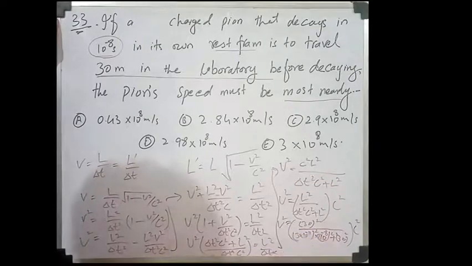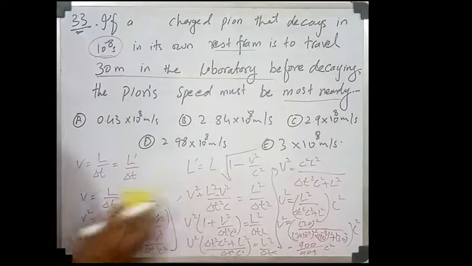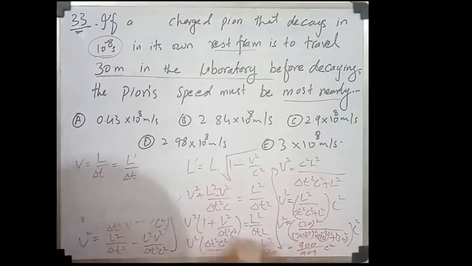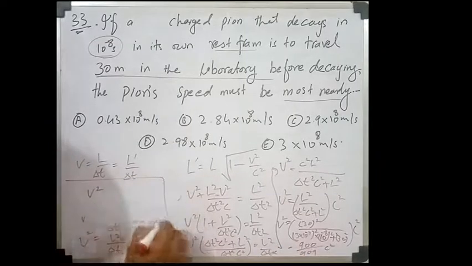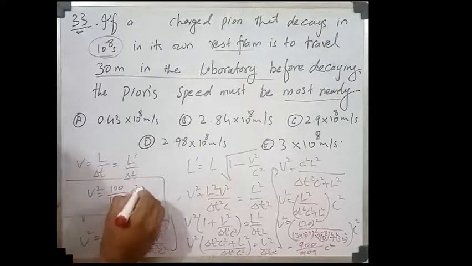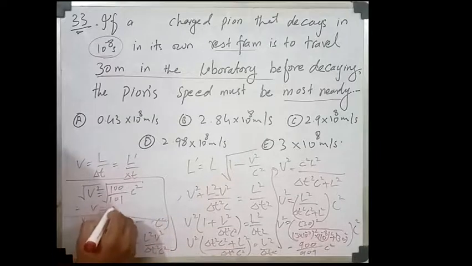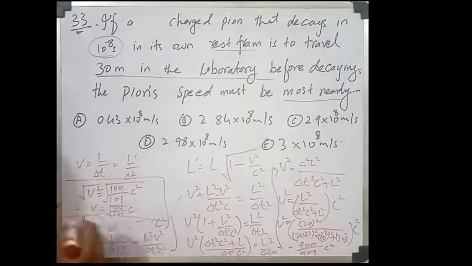This will become 900 divided by 909 c square. We are taking here v square, this is equal to 100 divided by 101 c square. Taking square root of both sides, we will get v is equal to square root of 100 divided by 101 times c.